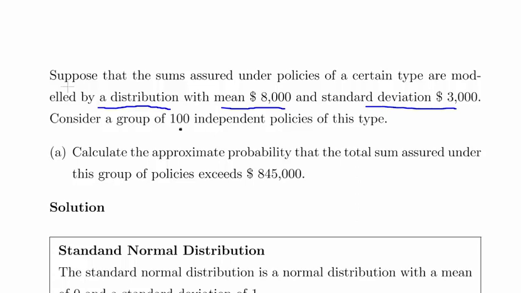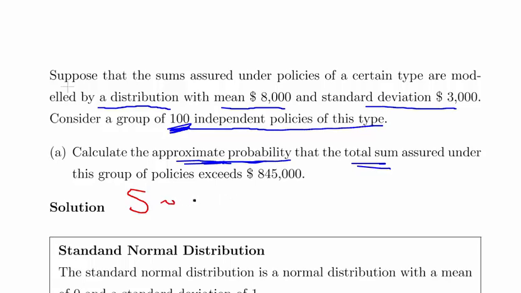So consider a group of 100 independent policies, and essentially what we're asked is to calculate the approximate probability. That's a hint to use an approximation. It flags us towards the central limit theorem. We want the probability that the total sum of 100 policies in this group exceeds 845,000. So what we have here is a sum of 100 policies. That's the key thing here.